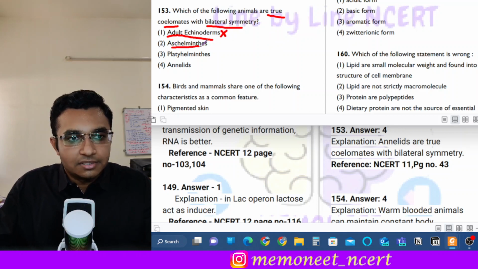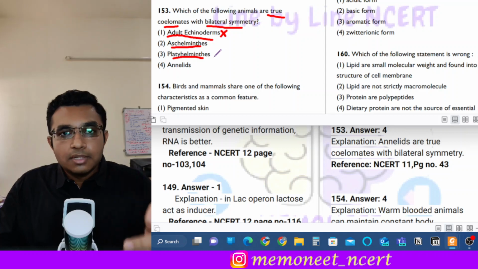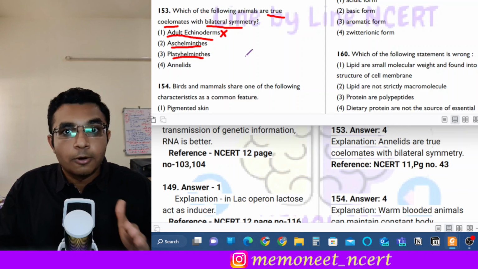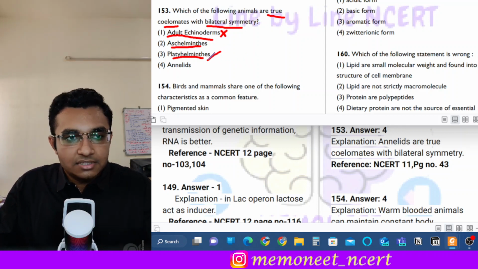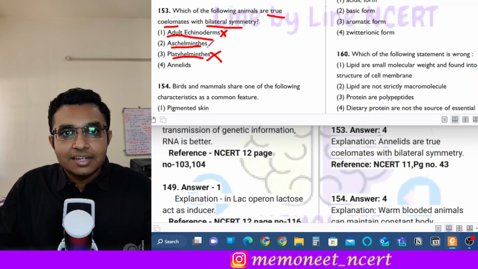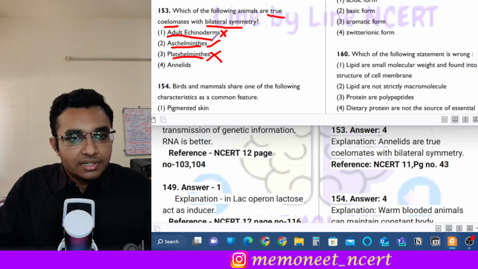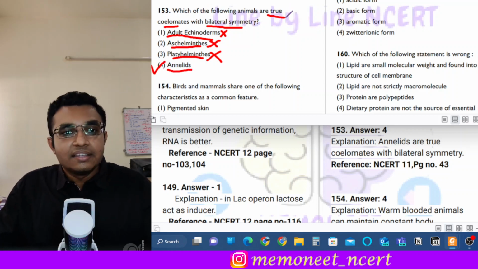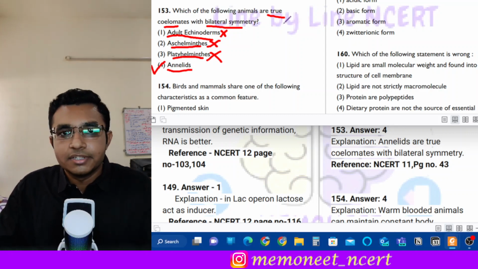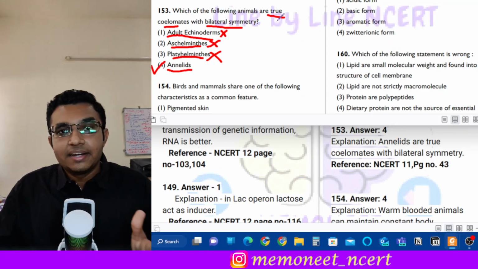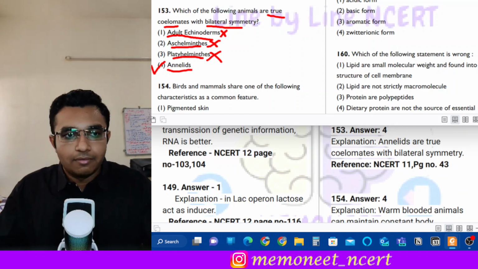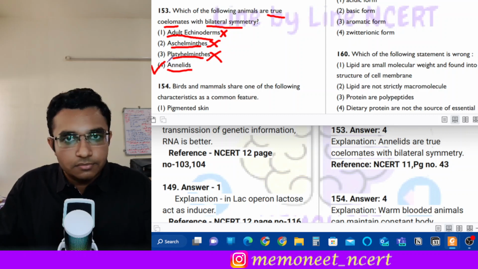Next is Aschelminthes, okay, and Platyhelminthes. First of all, the Platyhelminthes. As we know, Platyhelminthes are acoelomate. They do not contain a coelom or the body cavity at all. So Platyhelminthes are acoelomate, and Aschelminthes are pseudocoelomate. So this is also an incorrect option. So the option 4, that is annelids or the phylum Annelida, they are the true coelomate also, and they have bilateral symmetry. What is bilateral symmetry? Bilateral symmetry means that when we divide the organism in a single plane, it produces two equal halves. So the correct option here is option 4, annelids.